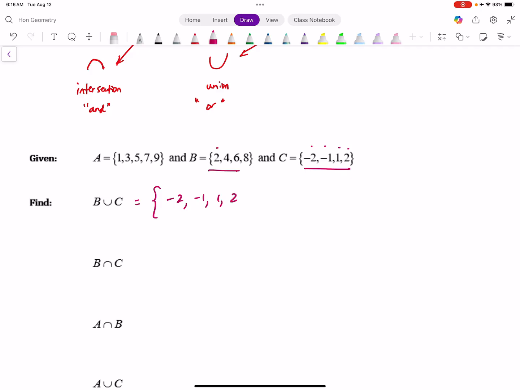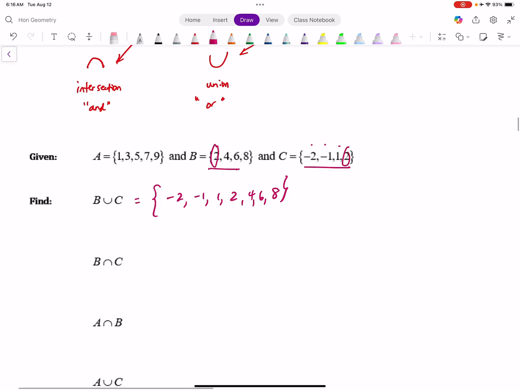There's a 2 over here also. I don't need to list it again. And a 4 and a 6 and an 8. So that's the union of those 2. Now the intersection, what's the one they had in common? 2. So the intersection is just a set with a single entry in it.